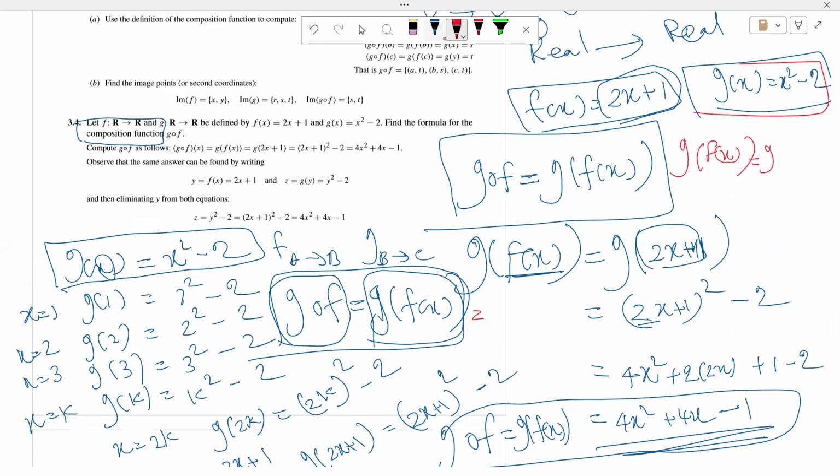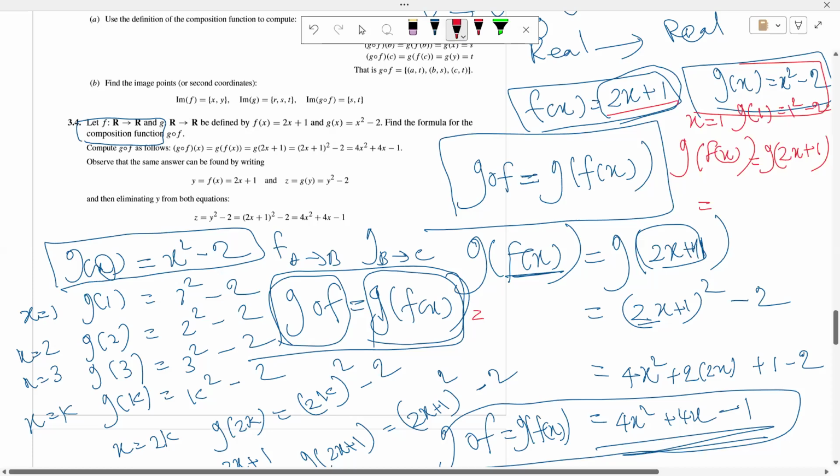Similarly, g of f of x means f of x is equal to 2x plus 1, right? So now we need to find g of 2x plus 1. How can we find g of 2x plus 1? In the previous case, we put x equal to 1. We find g of 1 is equal to 1 to the power 2 minus 2. Similarly, if I put x equal to 2, then g of 2 is equal to 2 to the power 2 minus 2.